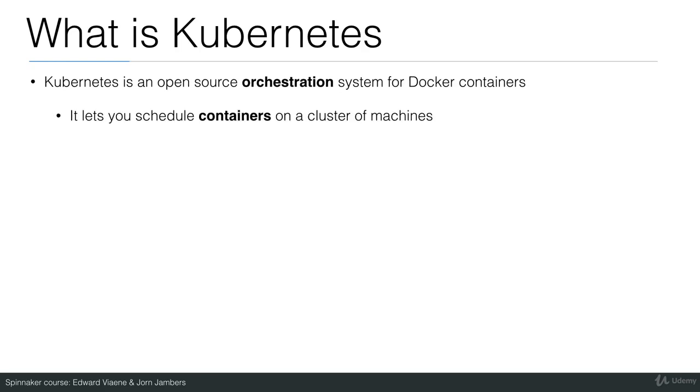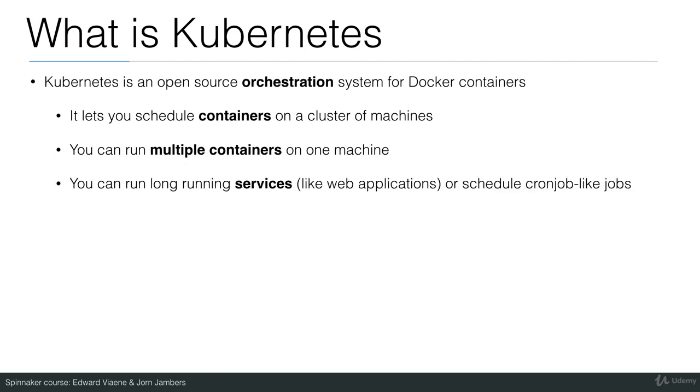It lets you schedule containers on a cluster of machines. You can run multiple containers on one machine, and you can have multiple machines, so you can have multiple containers running over multiple machines, and that we call the Kubernetes cluster. You can run long-running services like web applications, which are always running, or you can schedule cron-job-like jobs. You can schedule jobs that will do a one-off, like a batch job that runs in the middle of the night.